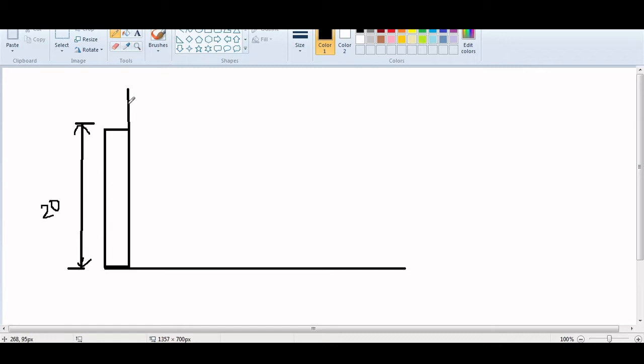And we have to find this portion, the height of these portions. And what we are given? We are given the angle of elevation from a fixed point on ground to the bottom, that is this one. It's given 45 degree.